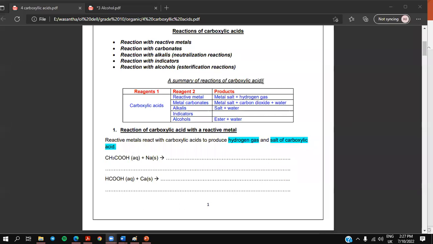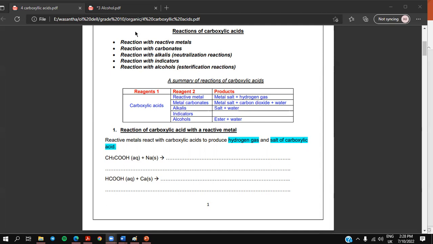We'll go to the next part of this carboxylic acid lesson. It is to talk about reactions of carboxylic acid. There are five reactions we talk about: reaction with reactive metals, reaction with carbonates, reaction with alkalis, which are also called neutralization reactions, reaction with indicators, and reaction with alcohols, the esterification reactions. So this esterification reaction comes in alcohols as well.